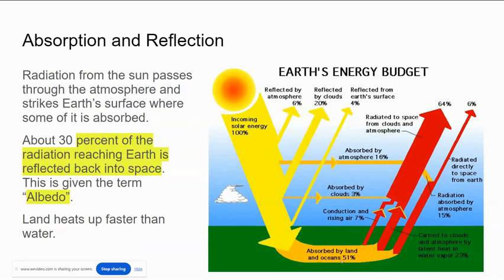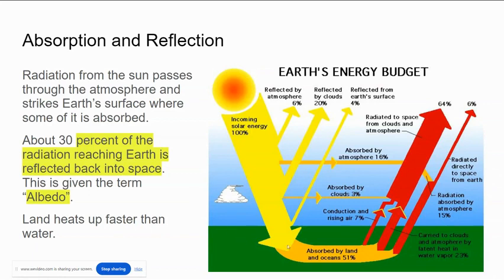You can see on this diagram, 100% of solar energy, 6 plus 20 plus 4% are reflected. That's called the albedo. 30% of the sunlight hitting the Earth is reflected back into space. So the rest of the 70% is all this stuff over here.